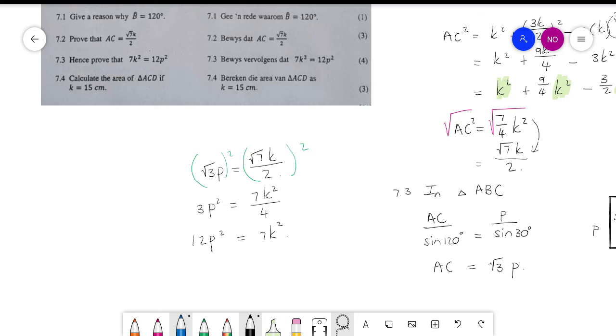What did I do in that last step? Yeah, I just took the 4 over, né? Ek het net aan albei kante gemaal met 4.